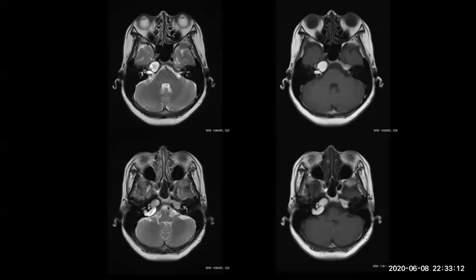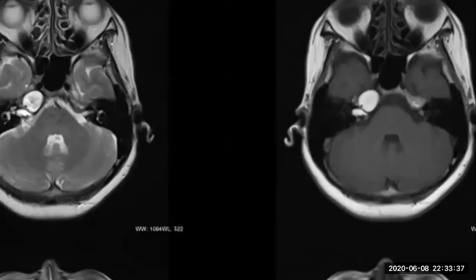Is it the CP angle here? Look at it properly. It is not the CP angle. It is above the CP angle. It is the right petrous apex. Very good, right petrous apex.